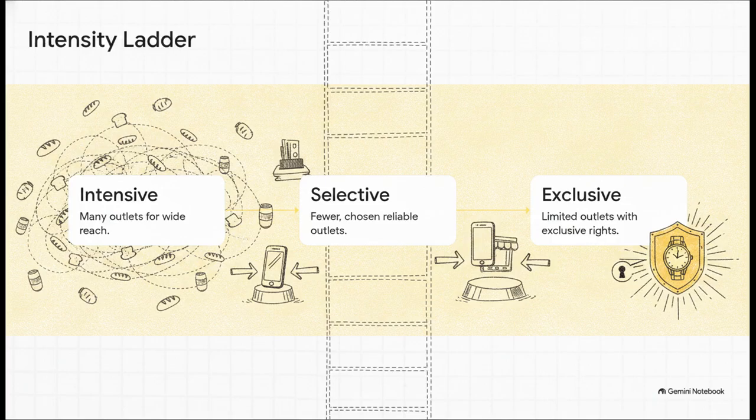Step 1 is intensive distribution. Think of a brand of bread or a popular soft drink. You want this product in every single possible outlet. Step 2 is selective distribution, where you rely on just a few chosen, highly reliable retailers. And Step 3 is exclusive distribution, where a manufacturer grants a very limited number of outlets the exclusive right to sell their product. This is usually done to maintain a really premium brand image and ensure top-tier customer service.